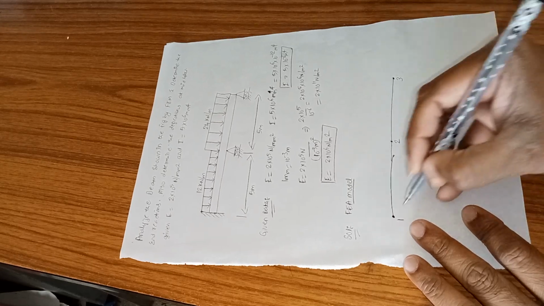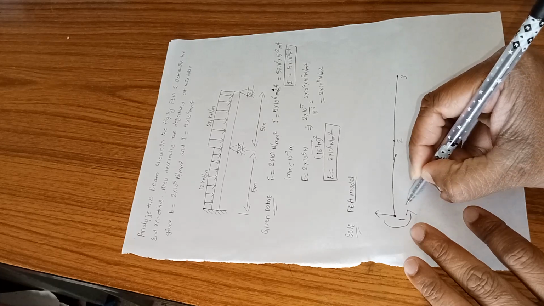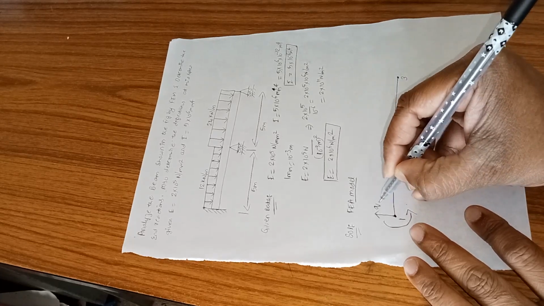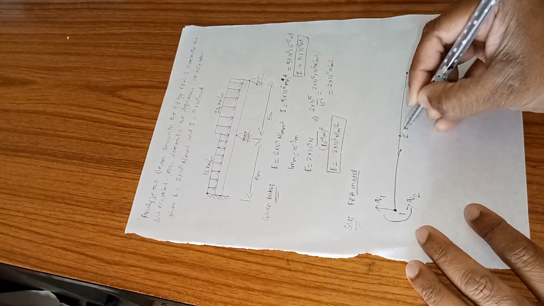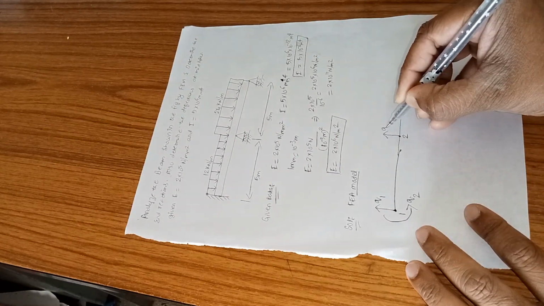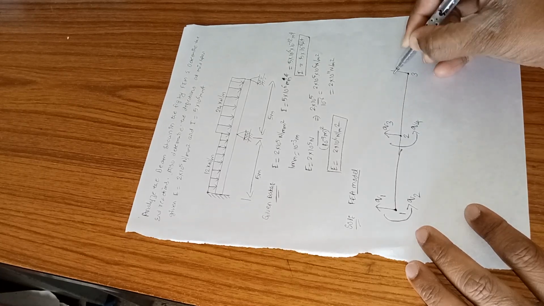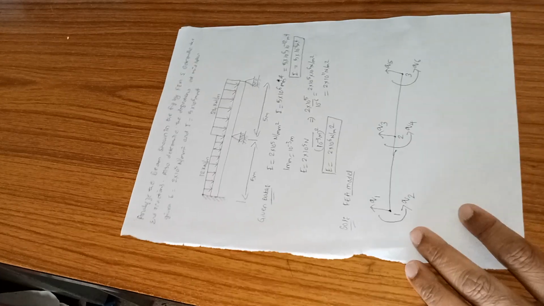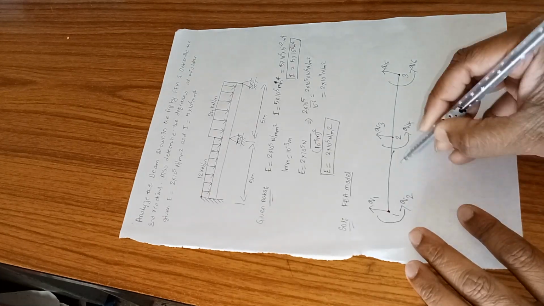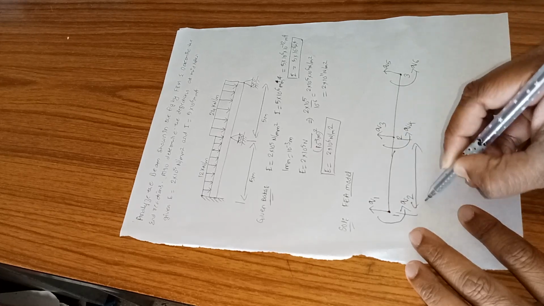At every node there is a vertical displacement as well as an angular displacement. At node number 1, I'll indicate the vertical displacement by Q1 and the angular displacement by Q2. Similarly at node number 2, vertical displacement Q3, angular displacement Q4. Similarly here it's going to be Q5 and Q6. So these are the vertical or linear displacements, and then from here to here it is going to be L1.